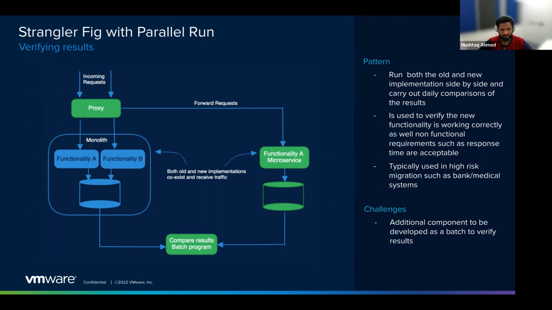We can use this technique not just to verify the functionality of the new implementation, but at the same time we can also look at some of the non-functional requirements such as response time or latency issues. In either case, the old implementation is always considered the source of truth where there are any differences observed during the parallel run. Obviously, one of the biggest challenges of this parallel run is that you need a new batch program written that can read results from both the legacy monolith as well as the new microservice, and then compare the results accordingly.